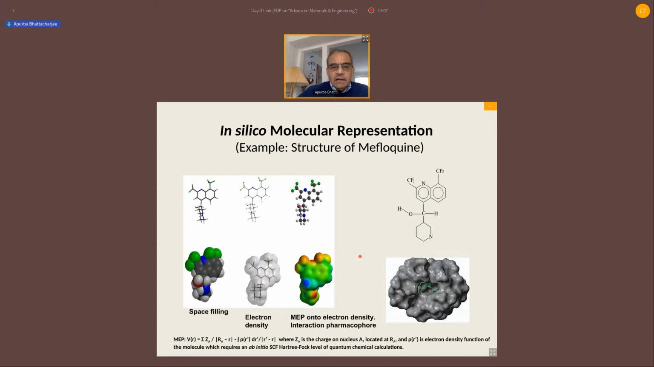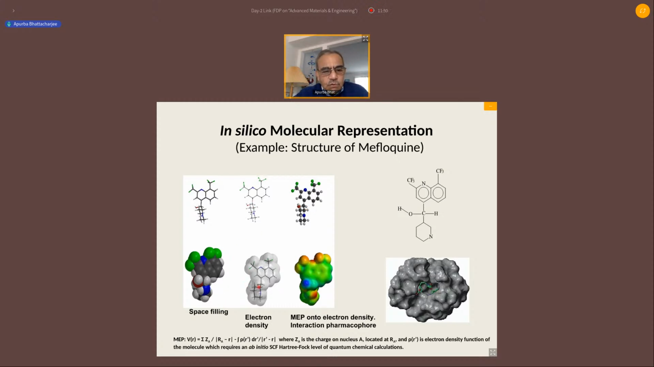I'll draw your attention to this particular slide to explain the point of the pharmacophore. This is a two-dimensional representation of a molecule called mefloquine, known as Lariam, an antimalarial drug. This is the two-dimensional depiction of the molecule. On a computer we can develop different representations, such as tube structures and skeleton structures, but what is more important are these two.